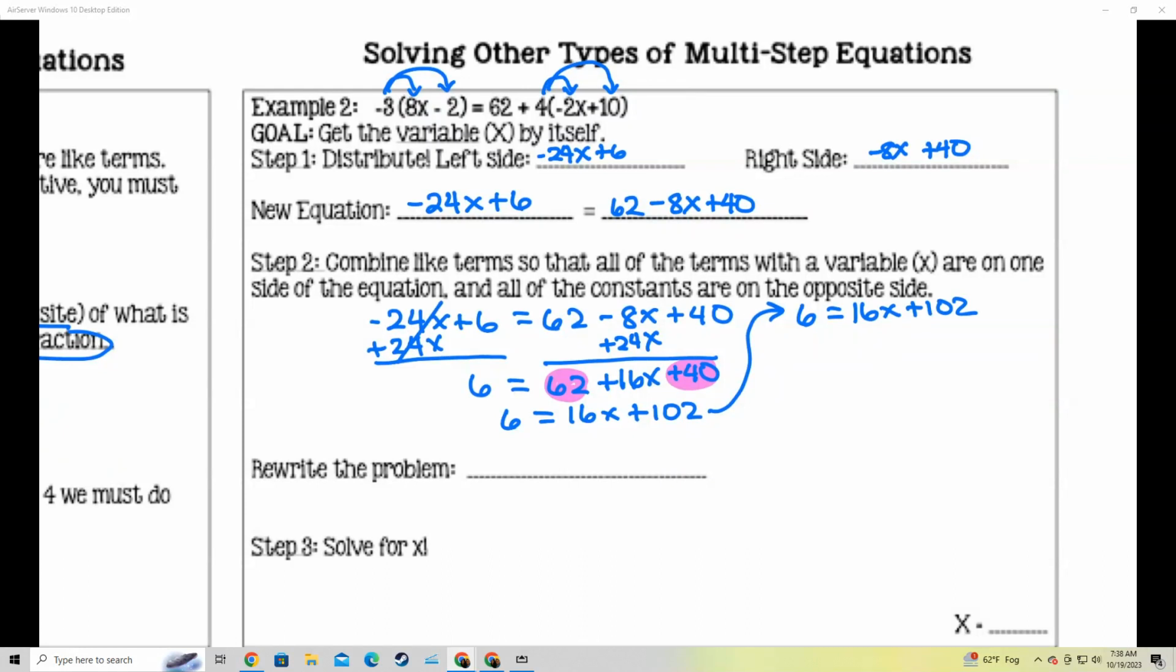I'm going to get rid of that plus 102, so that way all my x's are on the right and all my numbers are on the left. To get rid of that plus 102, I'm going to do the opposite. I'm going to subtract 102 from each side. These are going to cancel. I get 16x on the right. And on the left, I get, I think that's 96, negative 96.